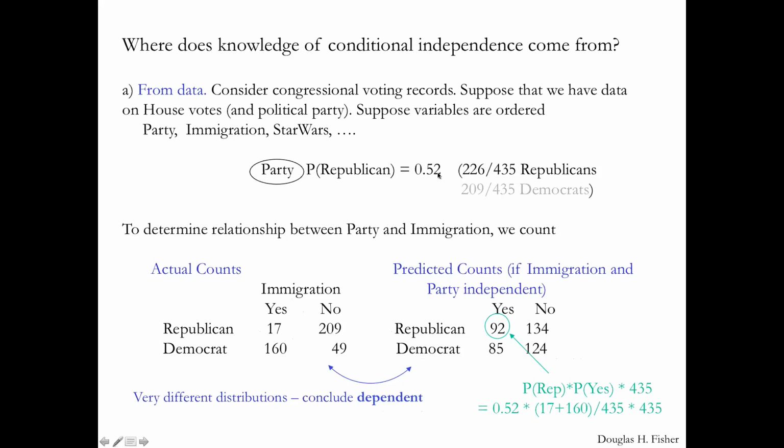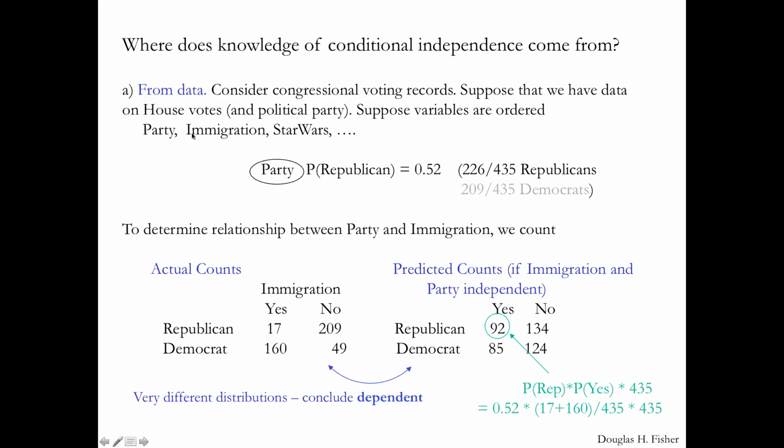This is old data, so 52% back in the day were Republican, and 48% were Democrat. So I would have probabilities associated with these based on the data, based on proportions that estimate probabilities, or are in fact exact probabilities over this data.